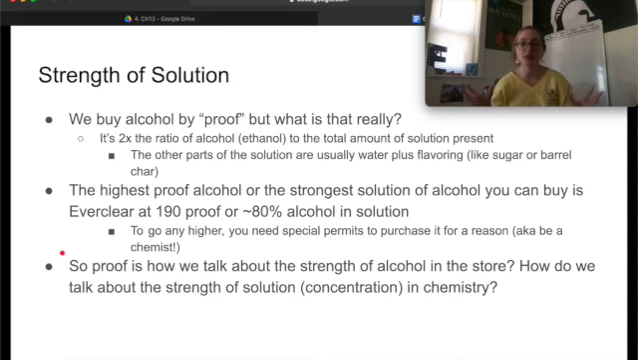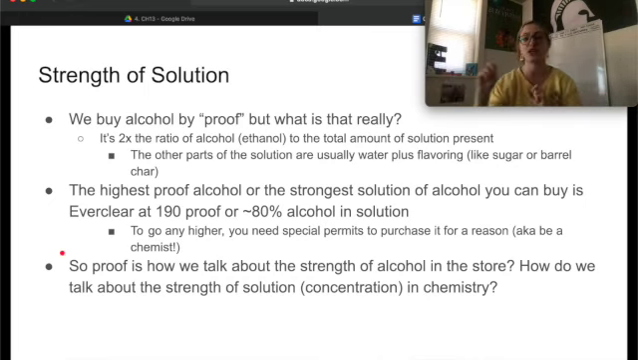One thing you might be familiar with, since we're on this kick of alcohol as a solution, is that we buy alcohol by proof. But what does this really mean? It's 2 times that ratio of alcohol, aka ethanol, to the total amount of solution present. So this is basically the percentage of alcohol times 2. The other parts of the solution are definitely going to be water, and then other things for flavoring, like sugar or the char of the barrel getting mixed in. That's going to take molecules into our solution as well.